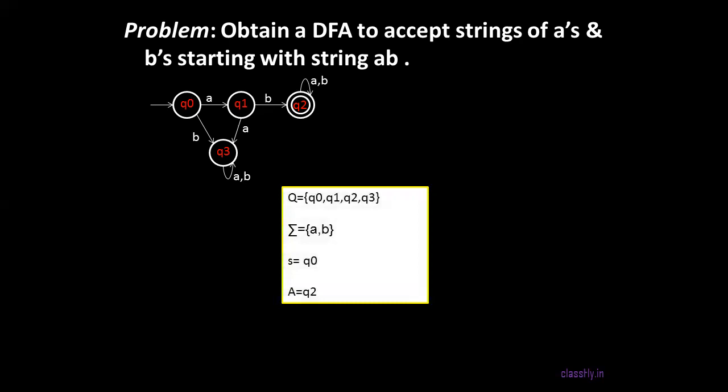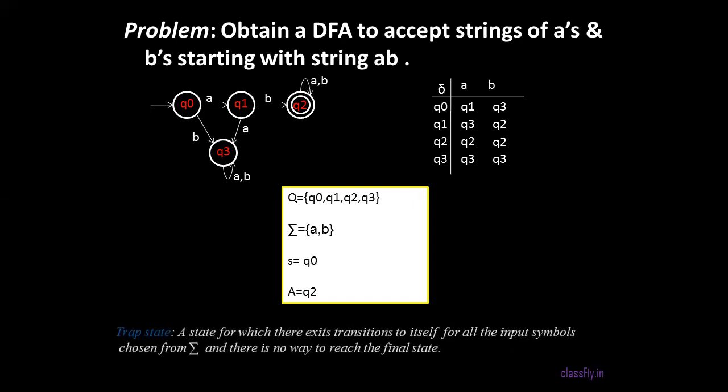Now Q0, Q1, Q2, Q3 are the states. A and B are the inputs. Q0 is the initial state. Q2 is the final state. The transition diagram consists of inputs A and B, and states Q0, Q1, Q2, Q3. Q0 is mapped to Q1 by input A, and Q0 is mapped to Q3 by input B. Q1 is mapped to Q3 by input A and to Q2 by input B. Q2 has a self loop of both A and B. Q3 also has a self loop of both A and B.